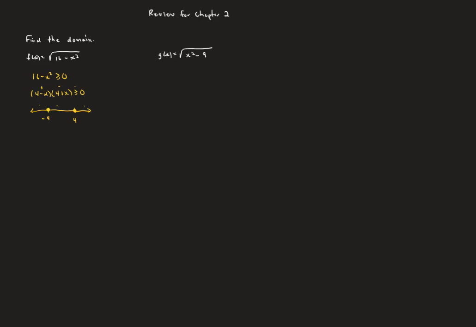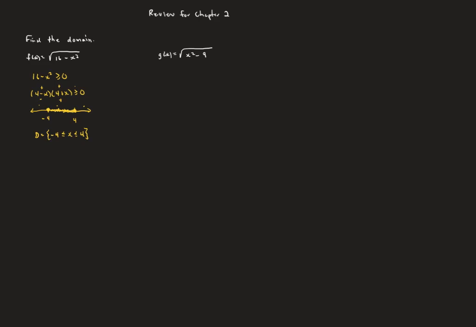A representative from the middle can be 0. 4 minus 0 is positive, 4 plus 0 is positive, positive times positive is positive. That makes everything in between -4 and 4 a solution, therefore part of the domain. A representative from the right, say 5, will make the first term negative, but the second factor is positive, and a negative times a positive is negative, which is not greater than or equal to 0, which is then not going to be in the domain. So our domain is going to be -4 less than or equal to x less than or equal to +4.